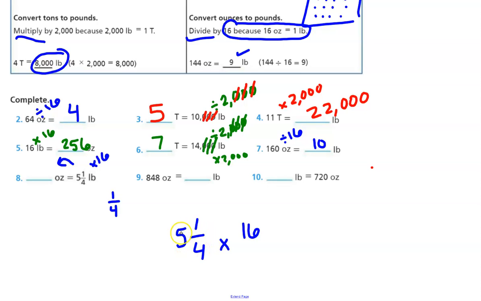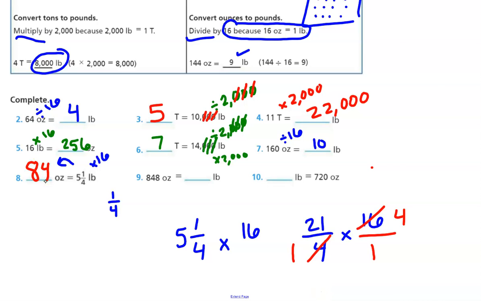I can't do that yet. I need to convert this first. I'm going to make this 21/4 times 16. And I really hope you remember that you can cross-cancel before you start. It's going to be way easier to divide first. So if I were to divide both 16 and 4 by 4, I can reduce those down to 4 and 1. And then all I have to do is 21 times 4, which ends up being 84 ounces.